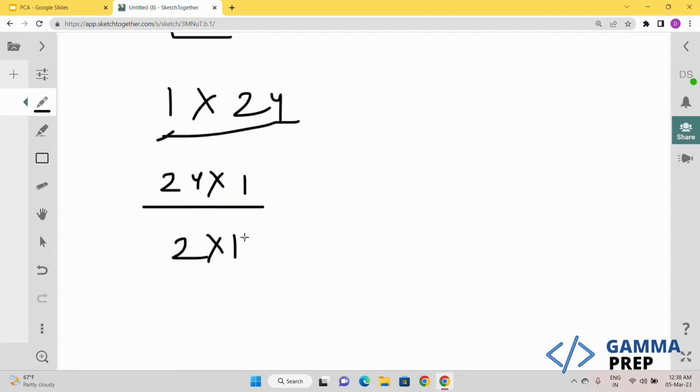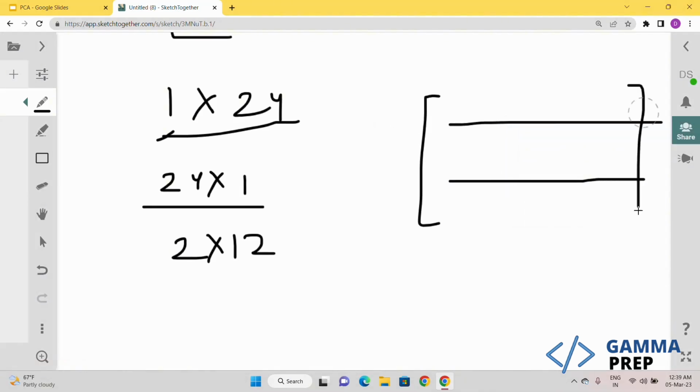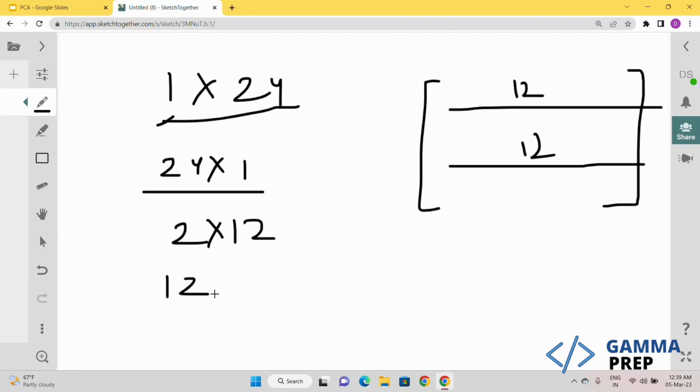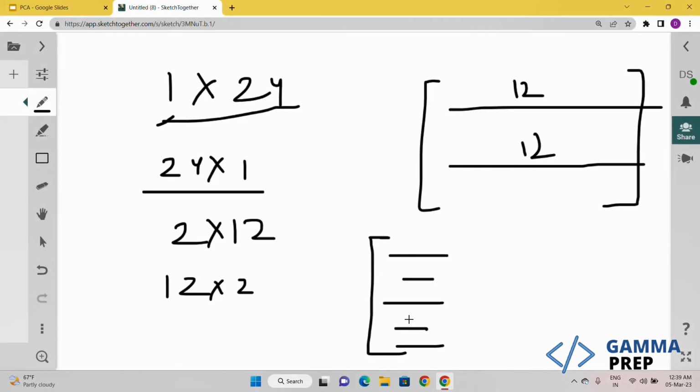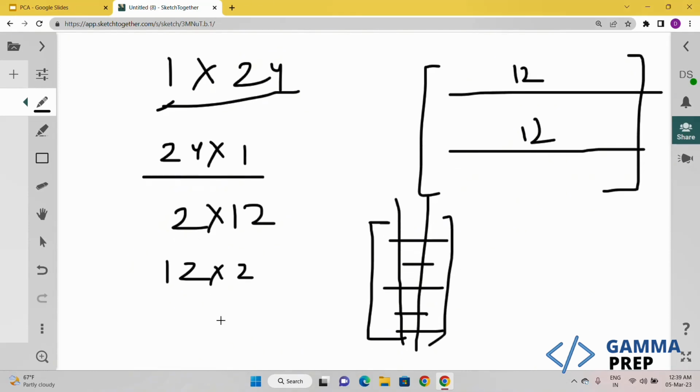Similarly, we can have 2 cross 12. In 2 cross 12, we'll have two rows. In one row we'll have 12 columns, in another row we'll have 12 columns. So in total it will become 24 elements. Similarly, 12 cross 2. In 12 cross 2, we'll have 12 rows, but the first column will have 12 elements, the second column will also have 12 elements. So in that way also we'll have 24 elements.